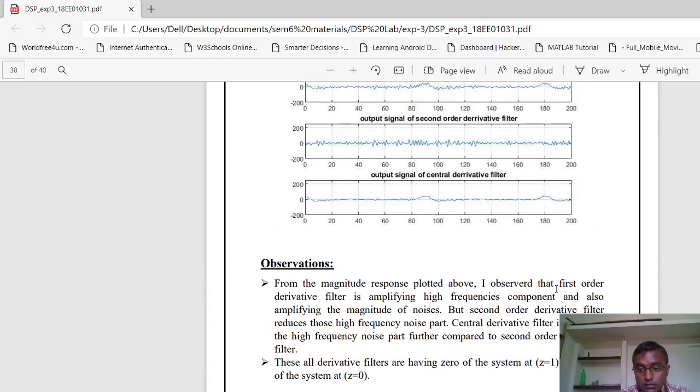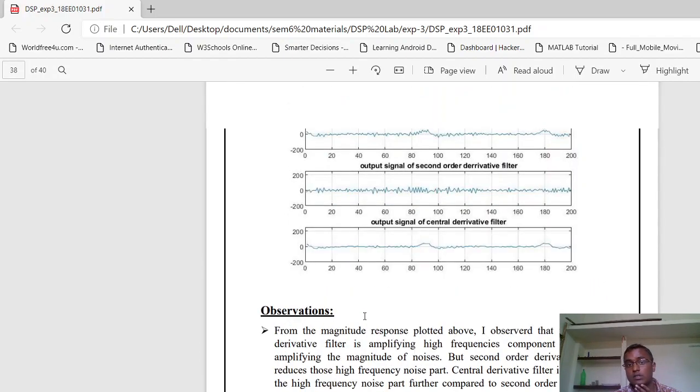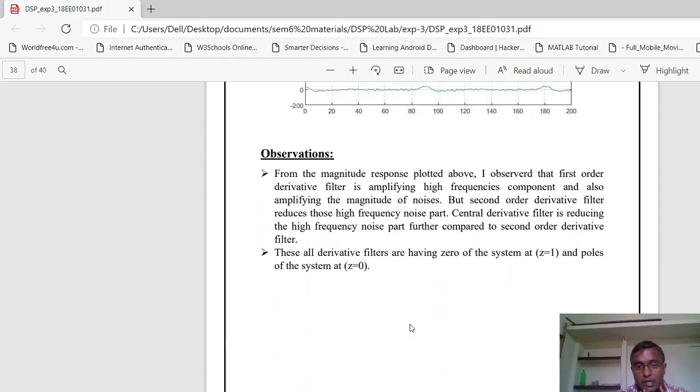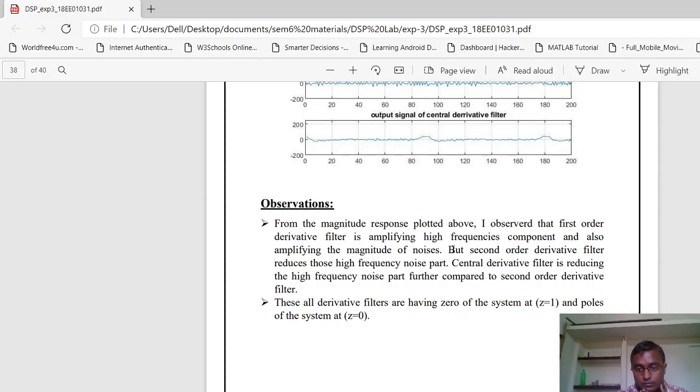I observed that in the first order derivative filter, amplification is happening for high frequency components, and it is also amplifying the noise part. We can see that noise is being magnified here, this one. But the second derivative will reduce some noise, and the central derivative will reduce much more compared to the second derivative. The central derivative will be the best among these three filters.